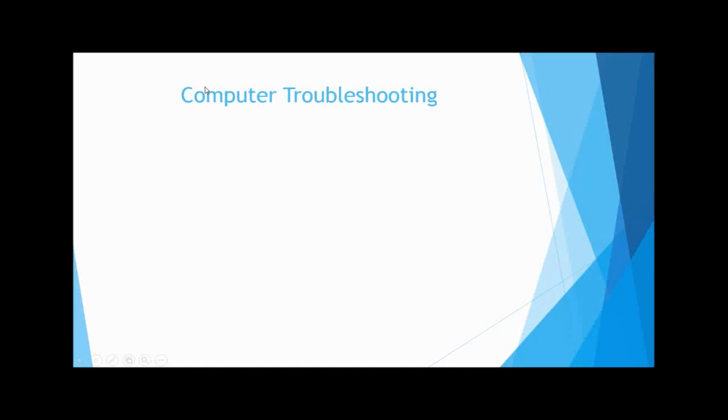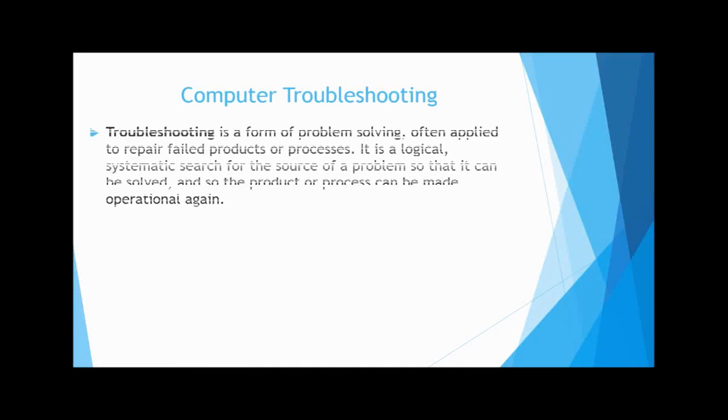Troubleshooting, as explained by Wikipedia.org, is a form of problem solving often applied to repair failed products or processes. It is a logical, systematic search for the source of a problem so that it can be solved, and so the product or process can be made operational again. Troubleshooting is needed to develop and maintain complex systems where the symptoms of a problem can have many possible causes. Troubleshooting is used in many fields such as engineering, system administration, electronics, automotive repair, and diagnostic medicine.